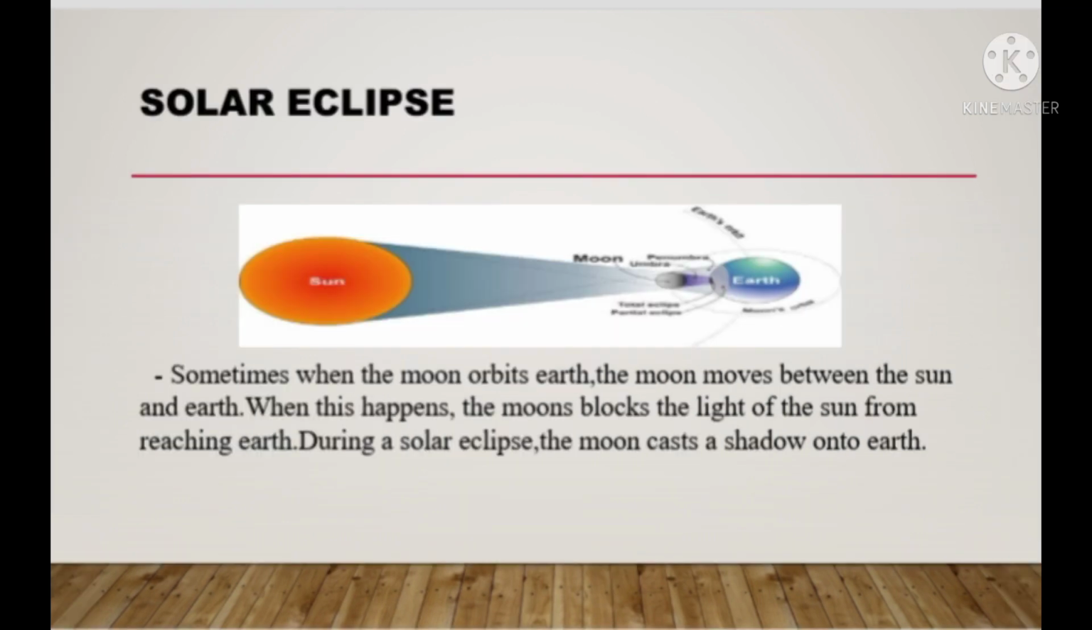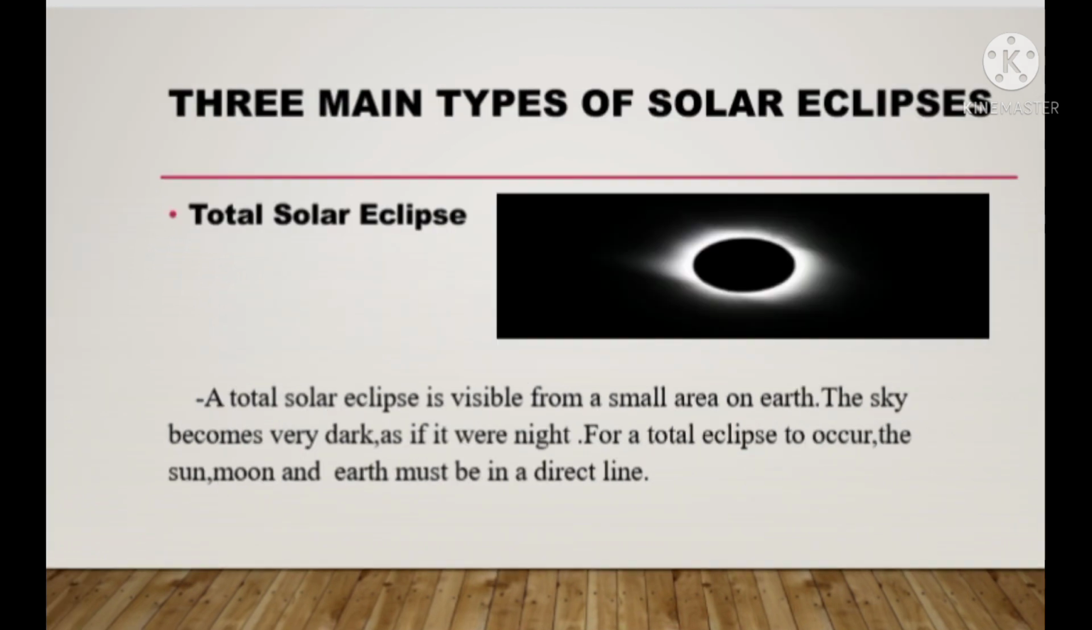So let's proceed to the second kind of eclipse, the solar eclipse. Sometimes, when the Moon orbits Earth, the Moon moves between the Sun and the Earth. When this happens, the Moon blocks the light of the Sun from reaching Earth. During a solar eclipse, the Moon casts a shadow onto Earth. There are three main types of solar eclipses.